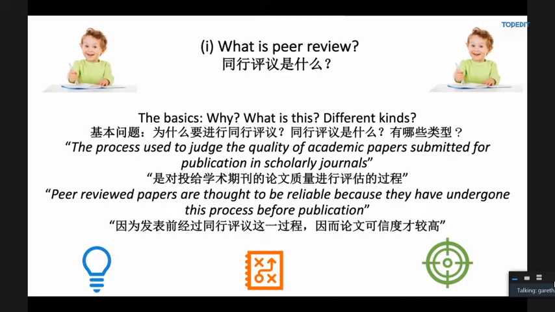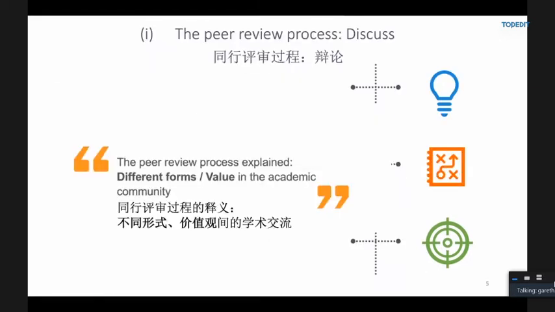Peer review is the basis for academic publishing. It's the fundamental cornerstone of academic publishing. Your articles will be peer reviewed before they're published. The question is, how can we as authors manage that process effectively to enhance our chances of getting our articles published? So we need to talk about the peer review process, its value in the academic community.